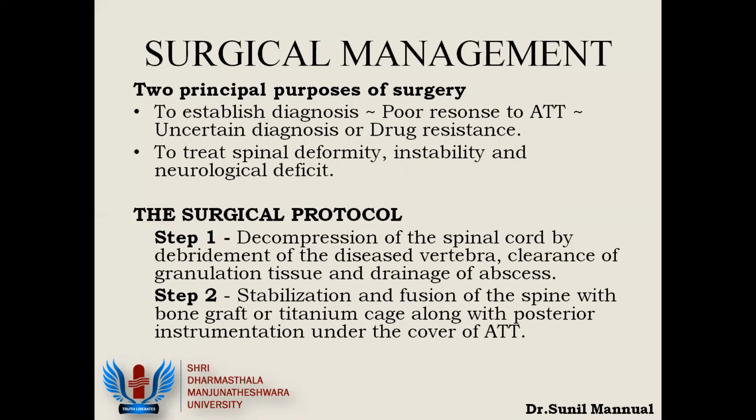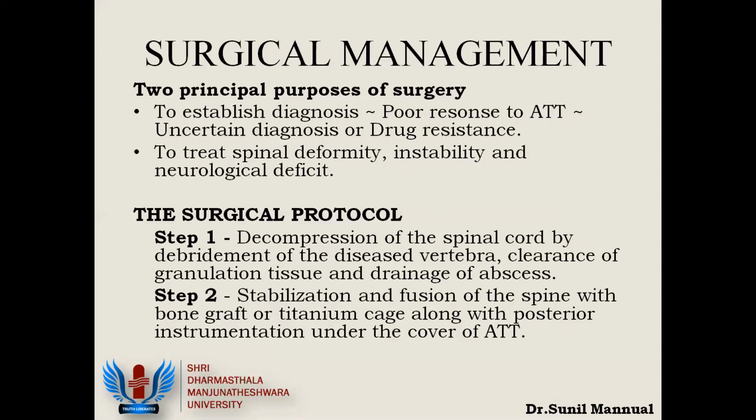Second thing is uncertain diagnosis or suspicion of drug resistance, if you are suspecting that. So this is for the doctor. The first point is for the doctor to establish diagnosis. The second point is for the patient, to treat spinal deformity. So the patient is completely going for a collapse of the vertebra, threatening to cause neurological deficit, or the patient is having instability in the spine, or the patient is having neurodeficits per se. So in such conditions, we will have to go for surgery.